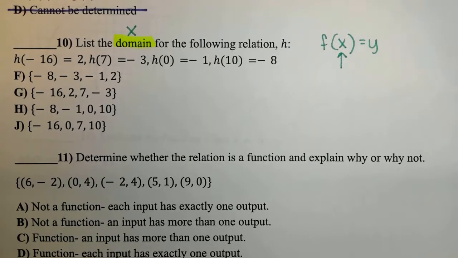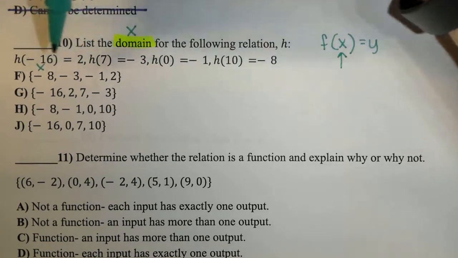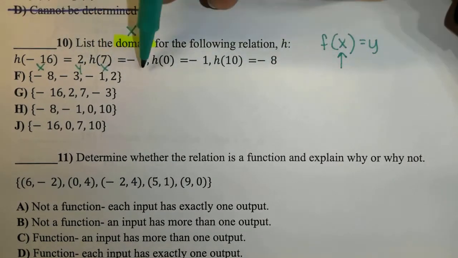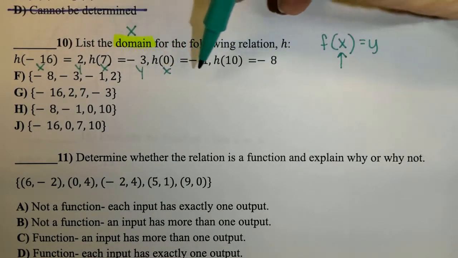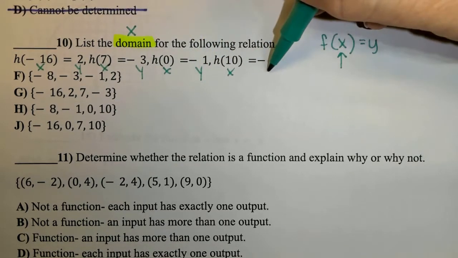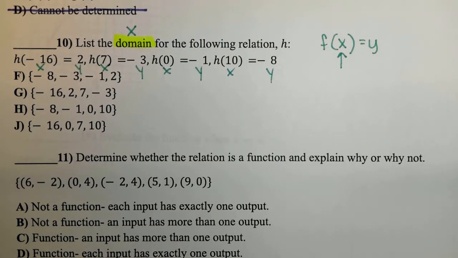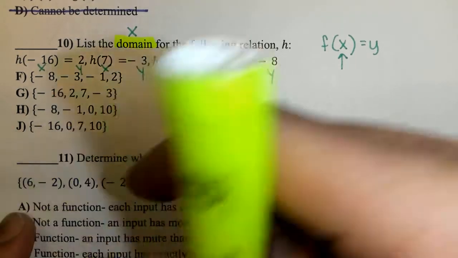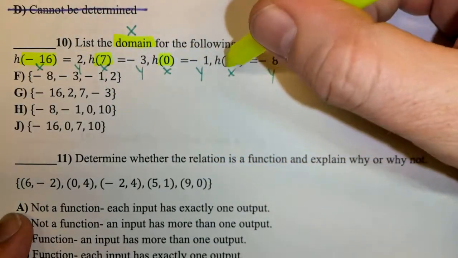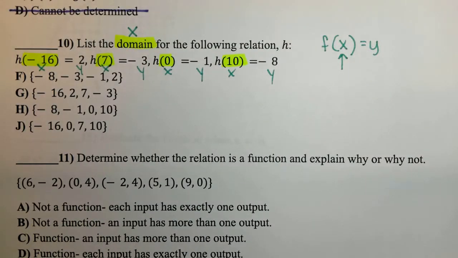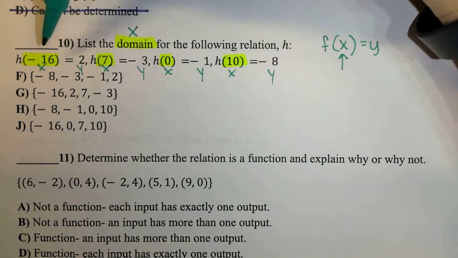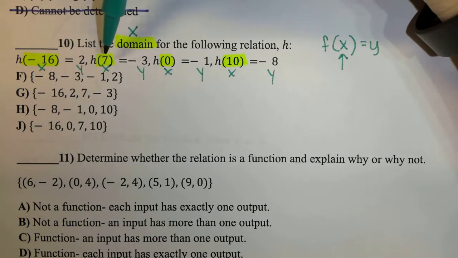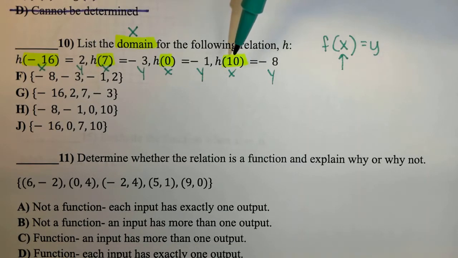We know that f of x equals y, so we know that anything in parentheses is the x value. So if you need to, like we did with the ordered pairs, you can label x, y, parentheses is x, y, x, y. So I label all those. And since I'm asking for domain, which is x, I only want the x values, or the numbers in parentheses. So if I go through these, I have negative 16, 7, 0, and 10.